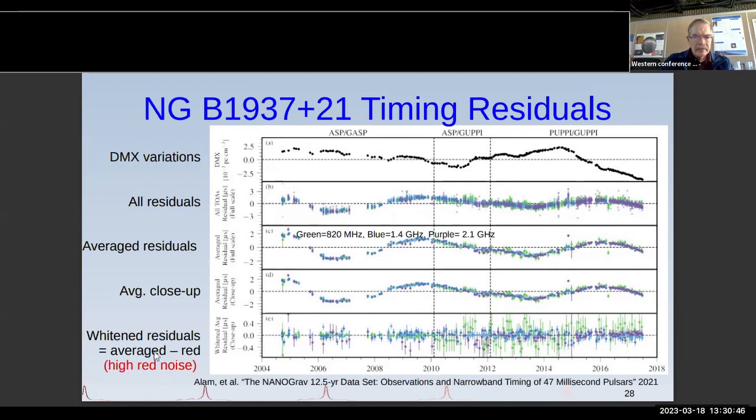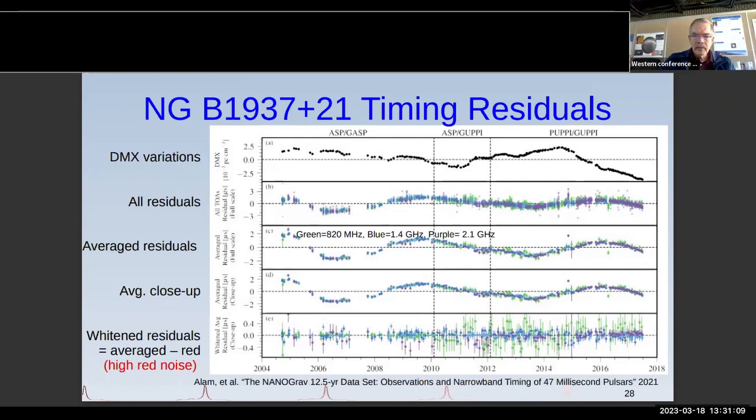That doesn't mean there's any gravitational wave coming from there. What it most likely means is there's still unmodeled effects, probably in the dispersion measure. So a high red noise model on an individual pulsar likely means that you've got to do some more modeling on your dispersion measure, or something else that you haven't accurately modeled.